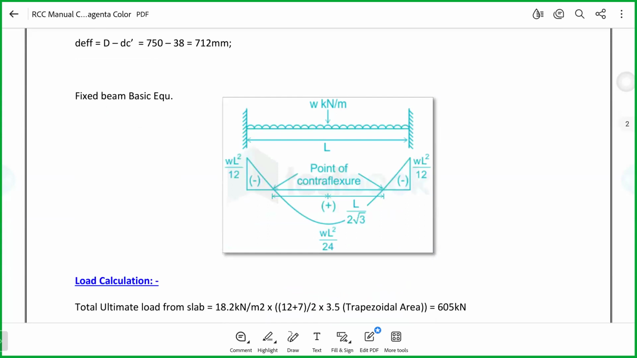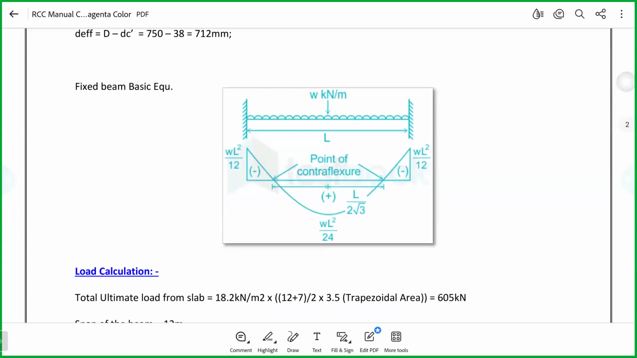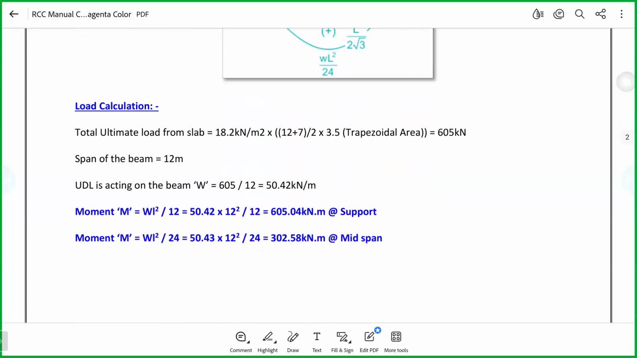We'll have two equations: one for positive moment, another for negative moment. The positive will be WL square by 24, negative will be WL square by 12. Total ultimate load, this 18.2, you know that, no? We discussed it in the slab design in continuation to this. And what is this 12 plus 7 by 2 actually?